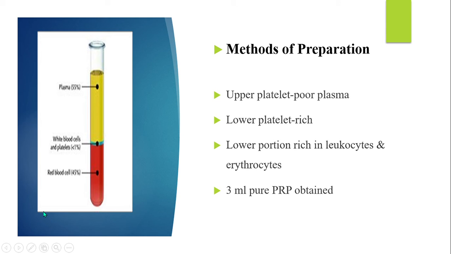So this is what the product looked like. So more elaborating on this product, like I said, you can see the upper portion of platelet poor plasma, lower portion of platelet rich plasma, and RBCs. So from 20 cc of blood, about 3 ml of pure PRP is obtained.